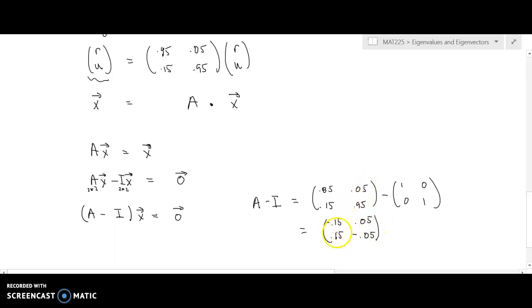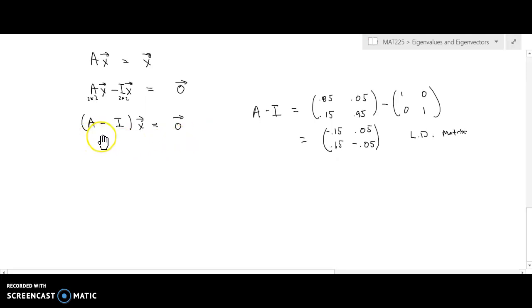Now, one interesting feature that you'll see here is you'll see that these two rows are negative multiples of each other. So this matrix is going to be linearly dependent. The columns of this matrix are going to be linearly dependent. And so as a result, I'm either going to end up with 0 or infinitely many solutions. We'll deal with this in the next video in terms of why we're going to end up with this. But for now, we just want to figure out what this steady state is going to be.